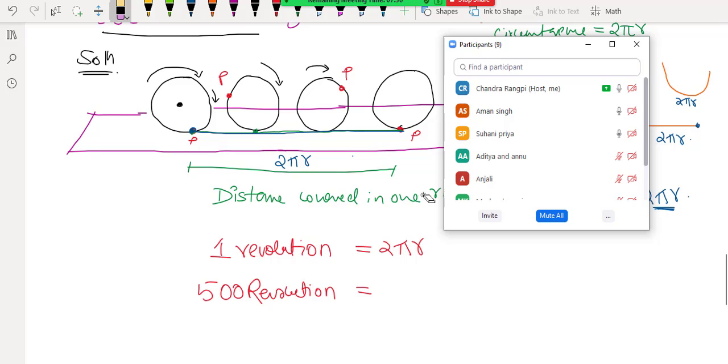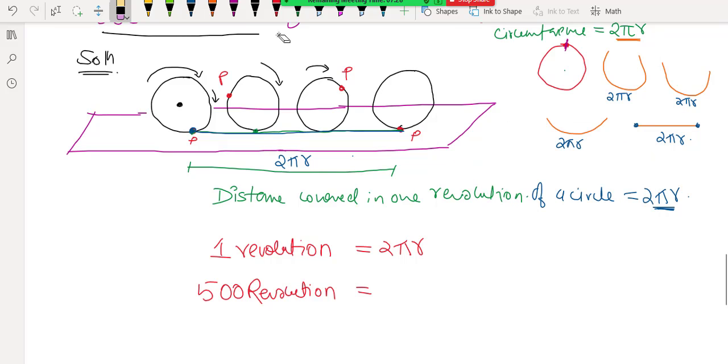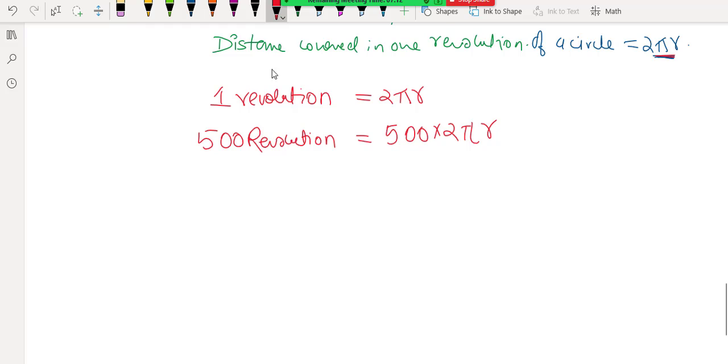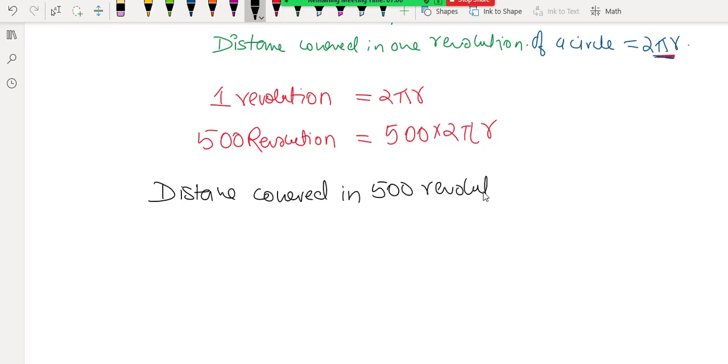2 pi r into 500. Yeah, that's it. Very good. It will become 500 into 2 pi r. So distance covered in one revolution is 2 pi r. So the distance covered in 500 revolution will become equal to 500 into 2 pi r. Distance covered in 500 revolution will become 500 into 2 pi r. Okay, this thing we have to find out.